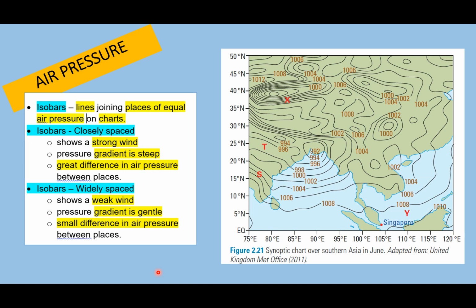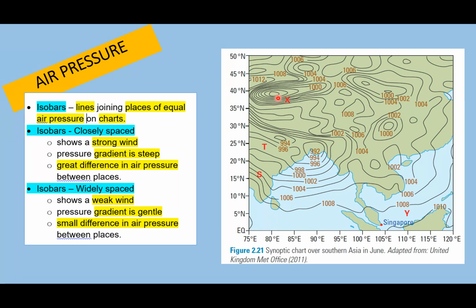Let's take a look at another element of weather and climate: air pressure. Isobars are lines joining places of equal air pressure on charts. If you look at isobars which are closely spaced, let's look at this area X. The isobars are closely spaced.